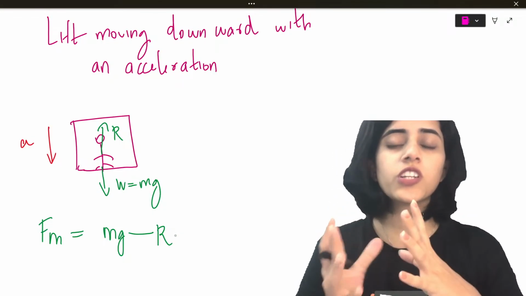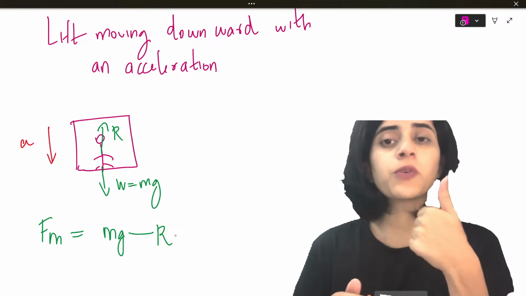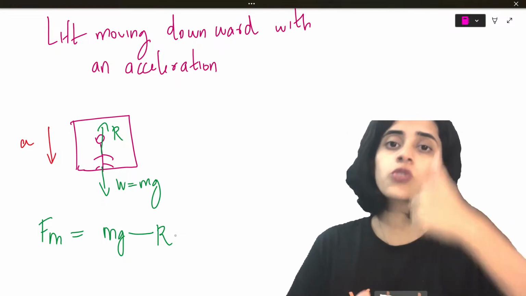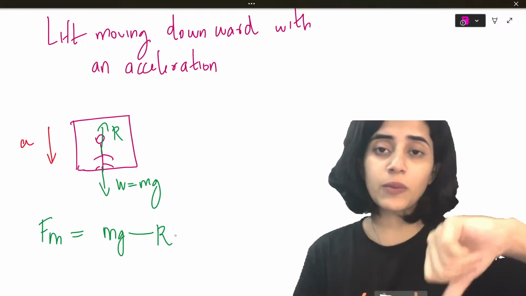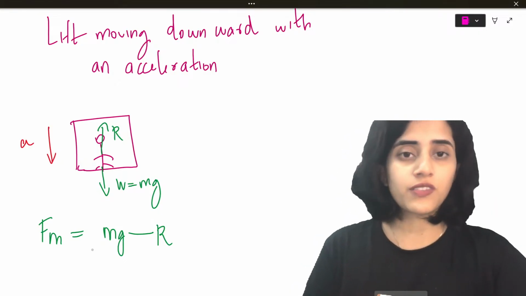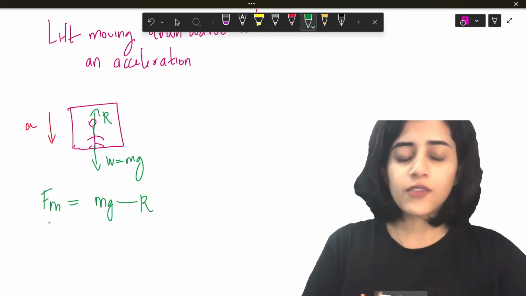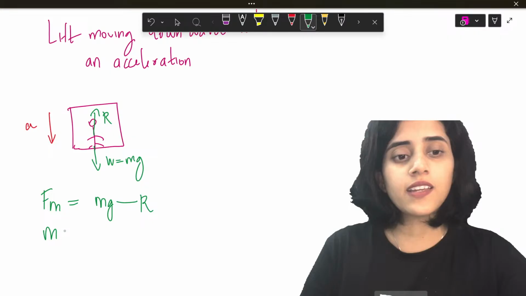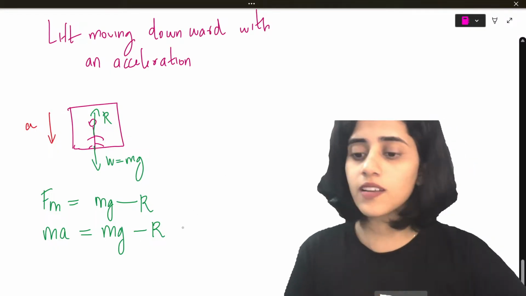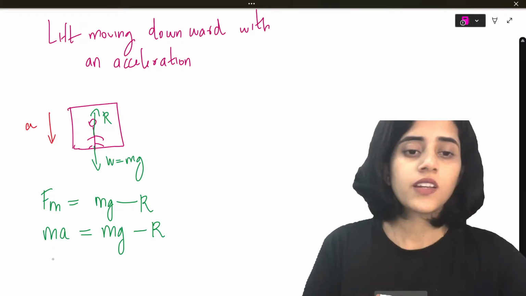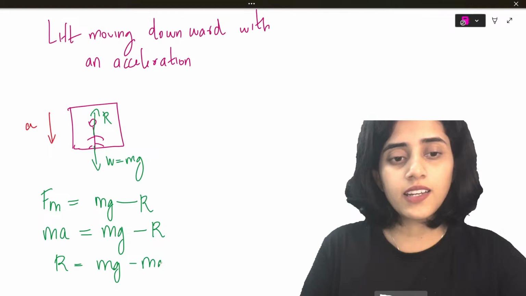In the previous derivation, what did you put first? You put normal reaction first. Why? Because you are going up, so normal reaction is in the upward direction. Now you are coming down, so weight is in the downward direction. So here, force is mass into acceleration, which is mass into gravity minus normal reaction: ma equals mg minus R. Now, how will I find R? If I take R to the other side, it will be R equals mg minus ma.